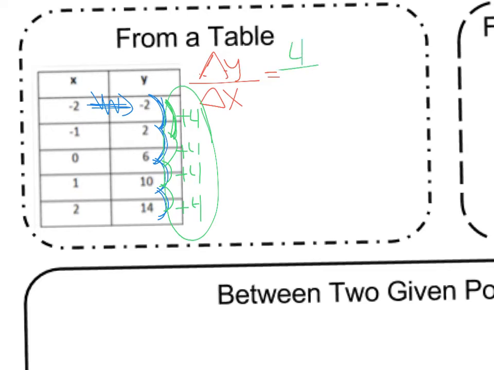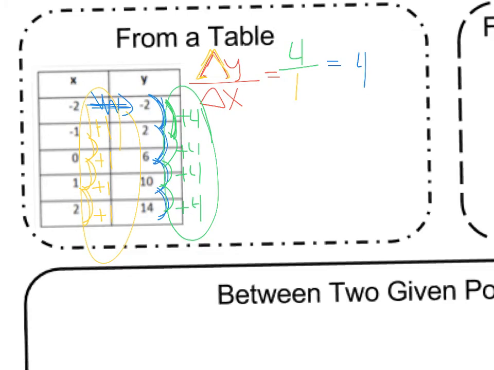Over here on the X, we want to see how much is it going up or down each time. So from -2 to -1, that's an increase of 1. From -1 to 0 is an increase of 1. From 0 to 1 is an increase of 1. And from 1 to 2 is an increase of 1. So it's a constant change as well on the X value of 1. So how much is it changing in my Y value? It's going up by 4. How much is it changing in my X value? It's going to the right 1. So this slope is 4 over 1, or we would just say it has a slope of 4.